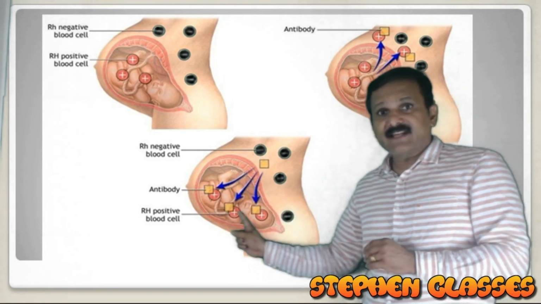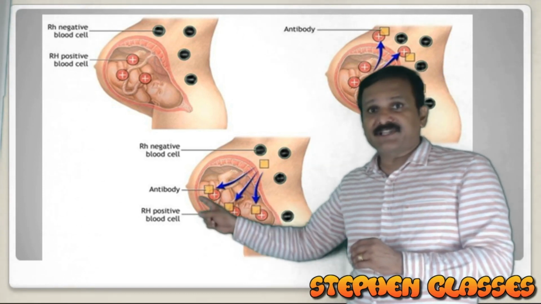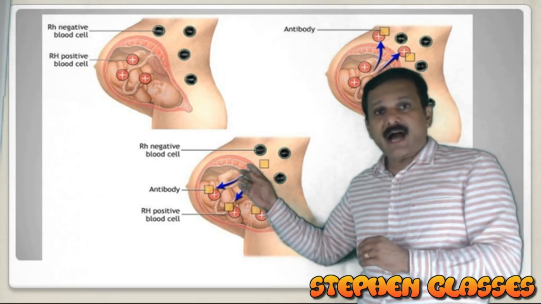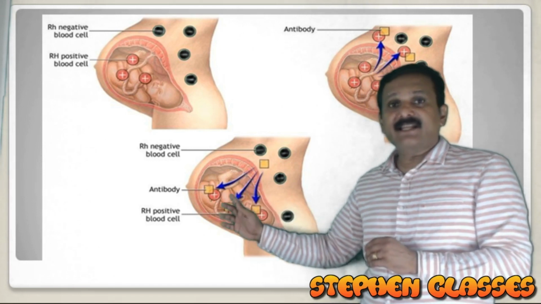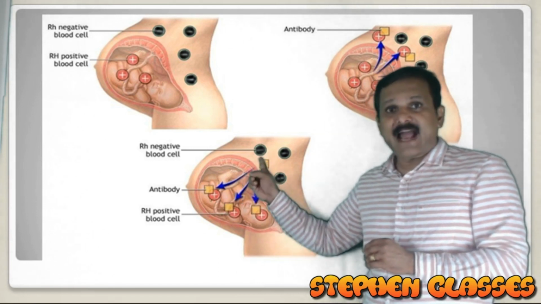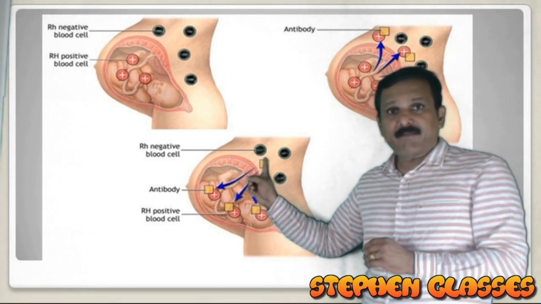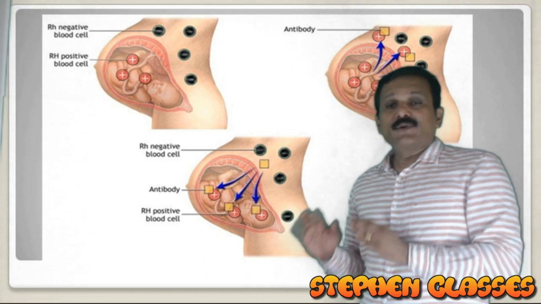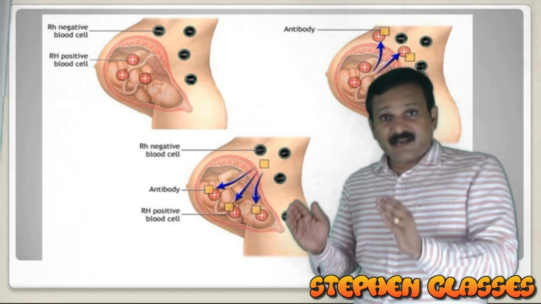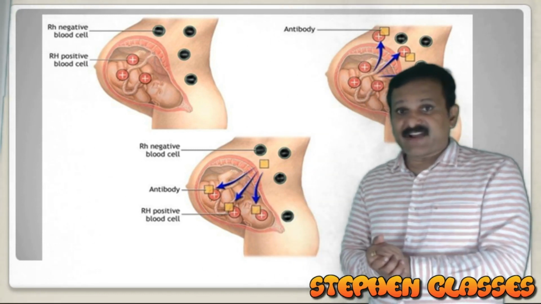So the second fetus will also have RH positive condition. So all the RBCs having RH antigen will be destroyed by the antibodies entering from mother to fetus. So here the second fetus will be adversely affected.